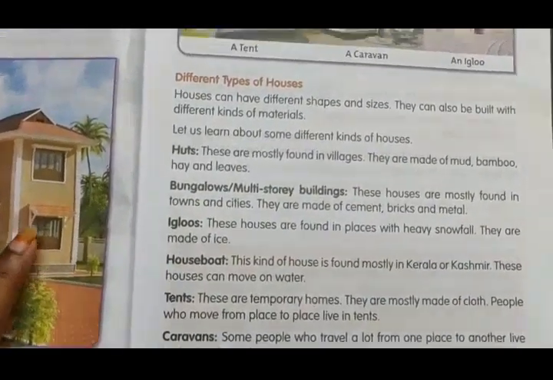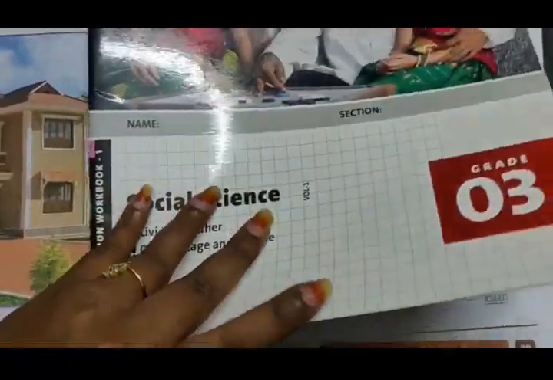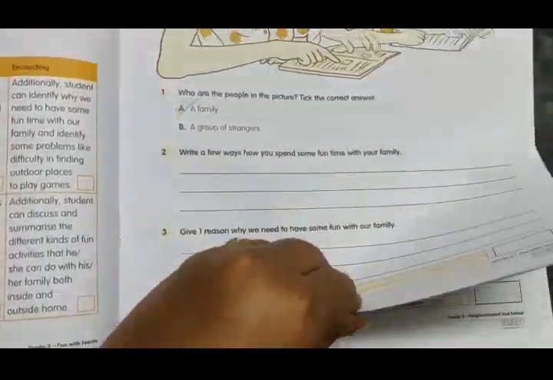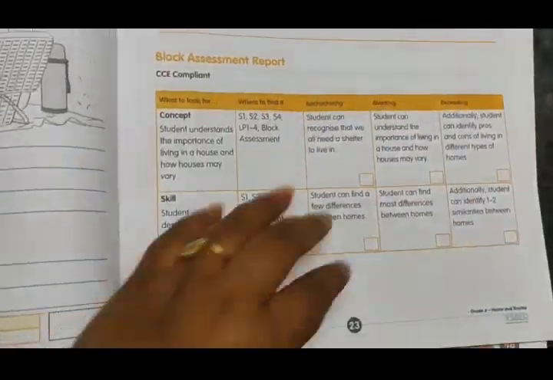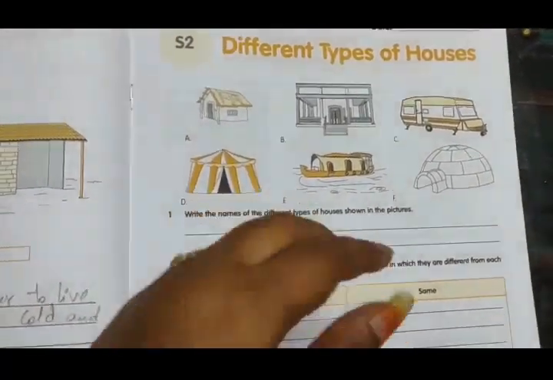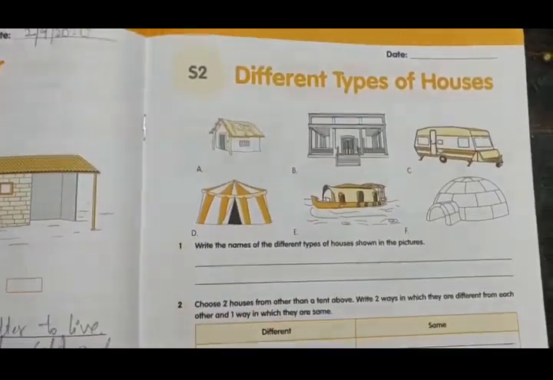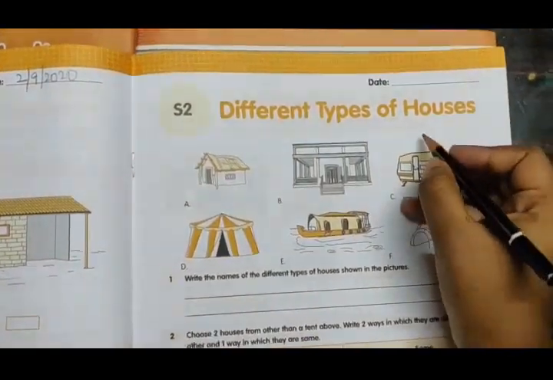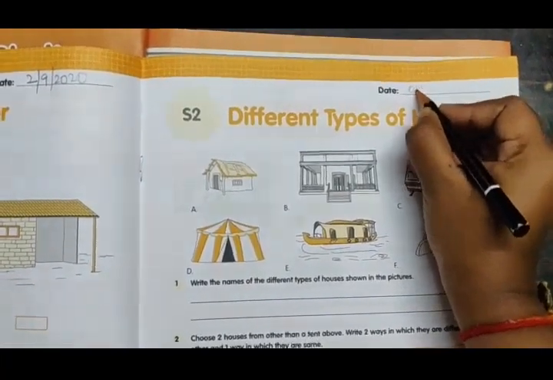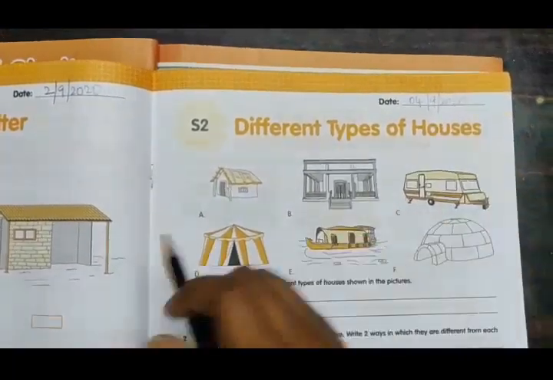Now open your workbook, page number 25. This is your volume 1 workbook. Open page number 25. That is S2, block 4, S2. Yes, children, this is S2, different kinds of family. Take your pencil and eraser, keep it with you and write down today's date. What is today's date? 04/9/2020.